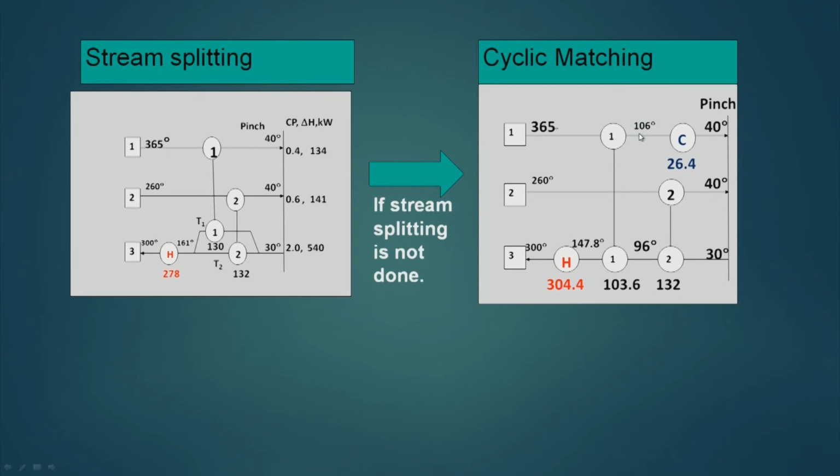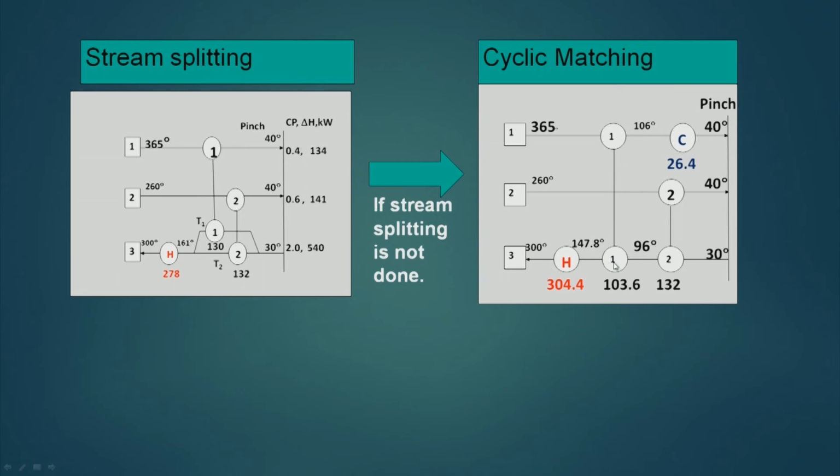Now, the difference between temperature here, 106 and 96, is 10 degree centigrade. So, I am satisfying the delta T minimum criteria here. Here also delta T minimum criteria is satisfied. So, this load which is 103.6 will be decided by this difference. That means, what should be the load so that the delta T is 10 degree here.